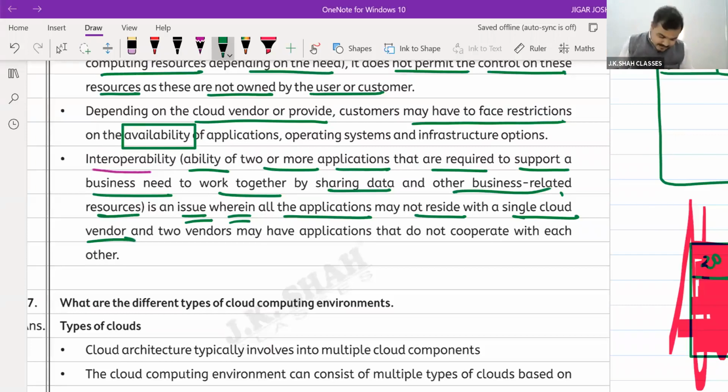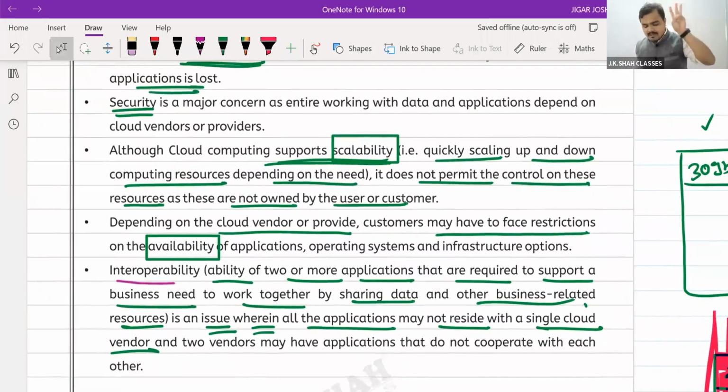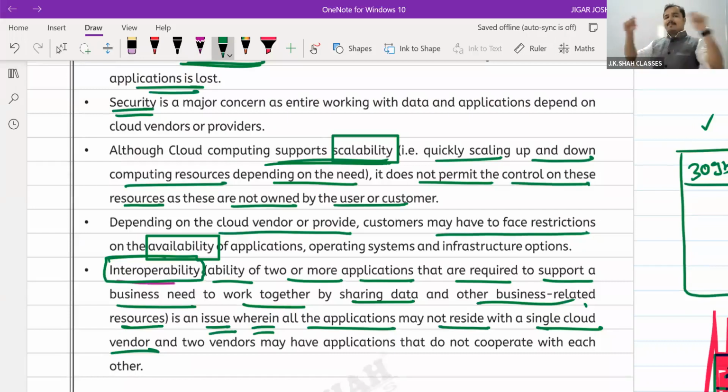So first one, internet connectivity. Second, security. Third, scalability. Fourth, availability. And fifth, interoperability. These are the 5 major drawbacks of cloud computing. Can you please repeat all of them? Number 1: if the internet is lost, everything is lost. Second: security would be a major concern. Third: scalability, not available every time. Fourth: availability, you cannot have availability every time. And last: interoperability. If two applications are stored on two different clouds, then they do not cooperate with each other.